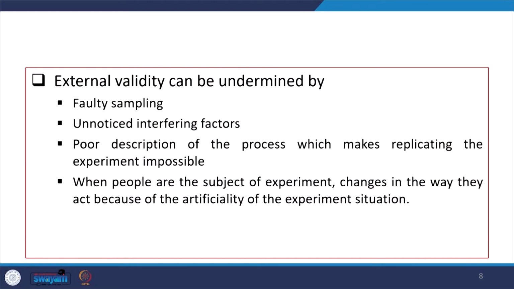Then we discuss external validity, which can be understood by a faulty sampling frame or sampling design, then unnoticed interfering factors, and poor description of the process which makes replicating the experiment impossible. Then, when people are the subject of the experiment, changes in the way they act because of the artificiality of the experiment situation. So, basically these are external validity, and how these factors explain external validity is described here.